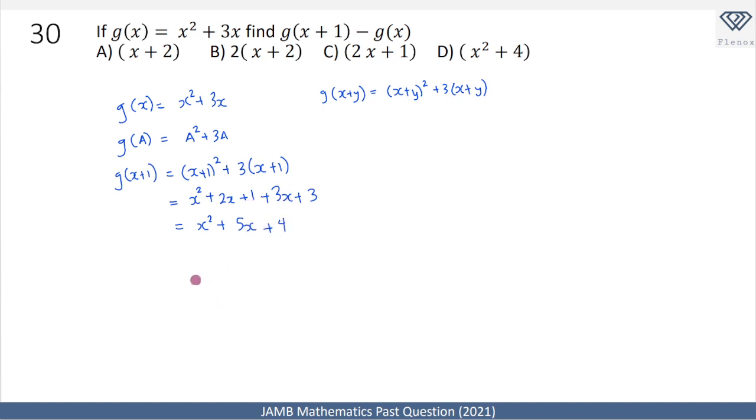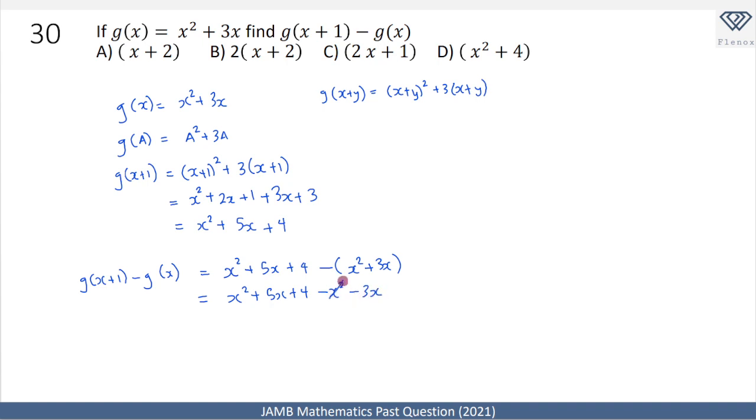But now the question asks us to find what? g(x plus 1) minus g of x. So now we found out what g(x plus 1) is. We know that it is x squared plus 5x plus 4. And we know what g of x is. We've been told that g of x is x squared plus 3x. So we can write that here. So when I expand this, I'm going to have x squared plus 5x plus 4, then minus times plus will give me minus x squared, and minus times plus will give me minus 3x.